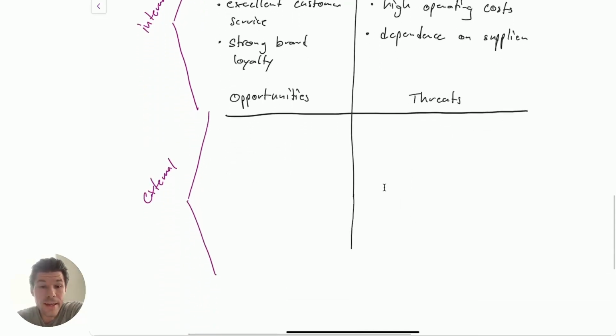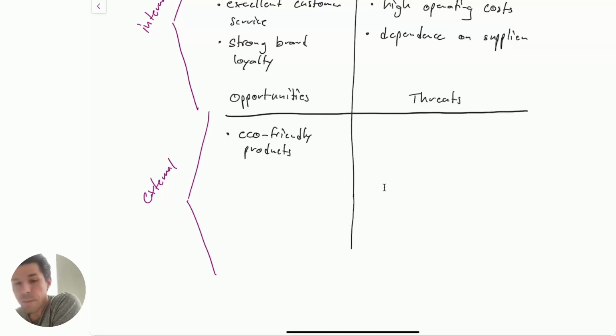Then if we look at the outside factors, our external factors could be opportunities for eco-friendly products. There's more consciousness of people buying eco-friendly products. Maybe the shop could introduce biodegradable cups and packaging. Could also be expanding delivery services through partnerships with food delivery platforms.